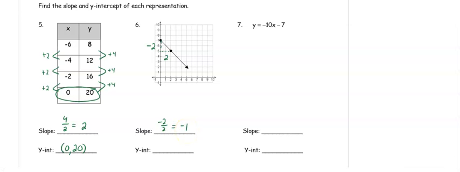Our y-intercept is where we are crossing or starting on the y-axis. So the y-axis is that vertical axis. So we are starting at this point, which would be (0, 7).